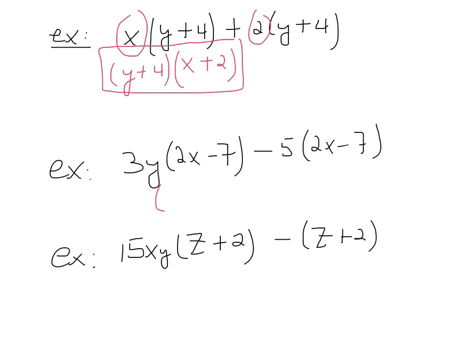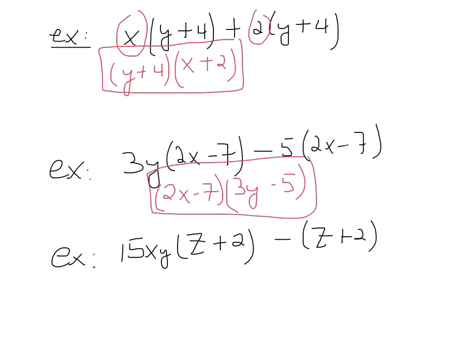The GCF in the next example is also a binomial. It's 2x minus 7. The factor left over in the first term is 3y, and the factor left over in the second term is a 5, minus 5.